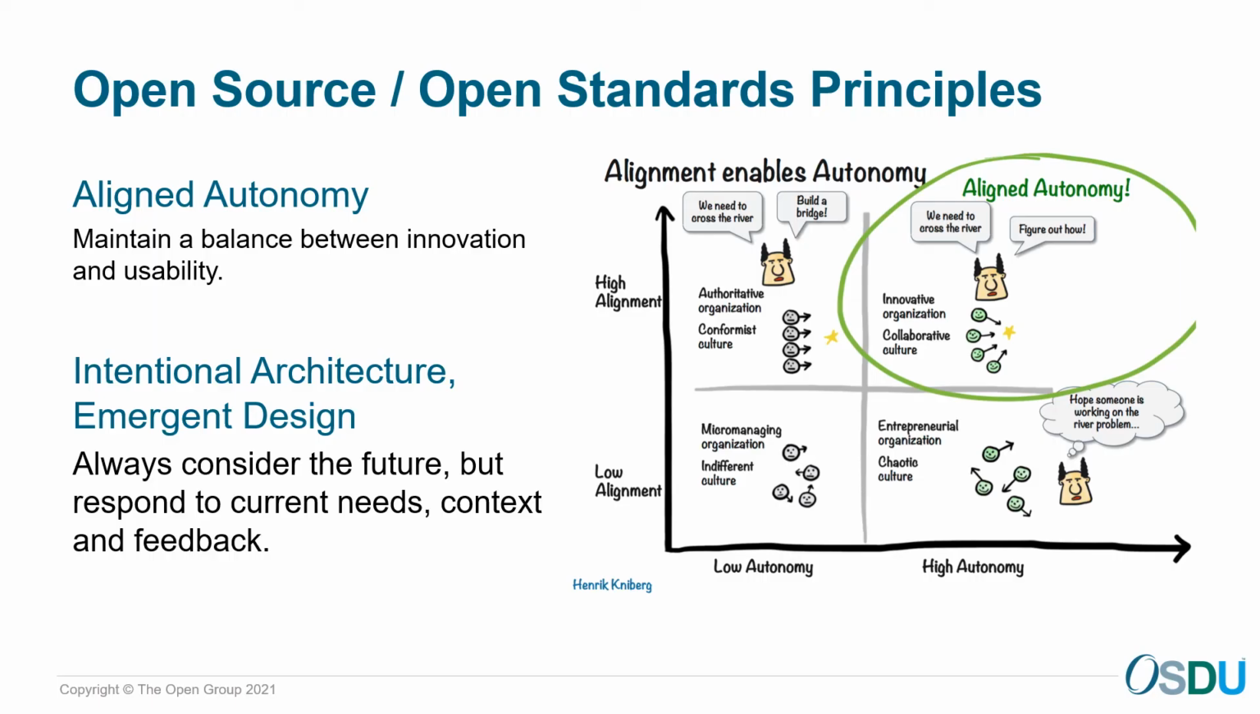The first meta principle is this notion of aligned autonomy, right? As mentioned before, we have the OSDU Data Platform developed under a combination of open source and open standards models. So the open source provides a great deal of autonomy. It allows the community to contribute to the data platform and move it in directions very rapidly that meet the end user's needs.